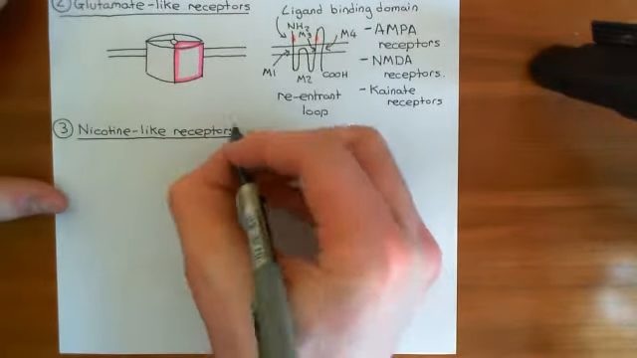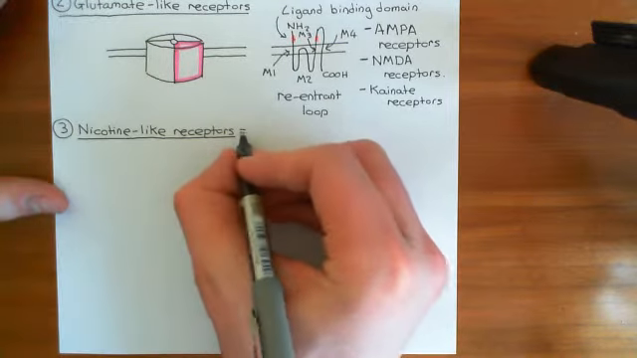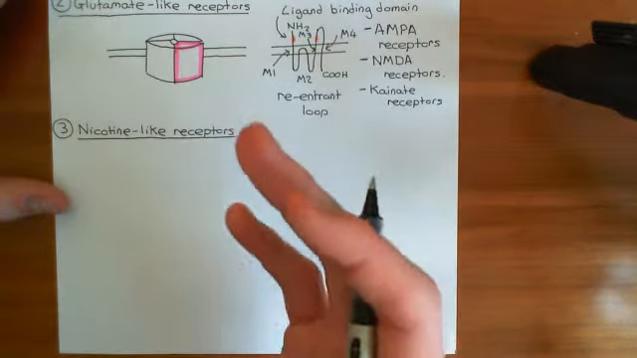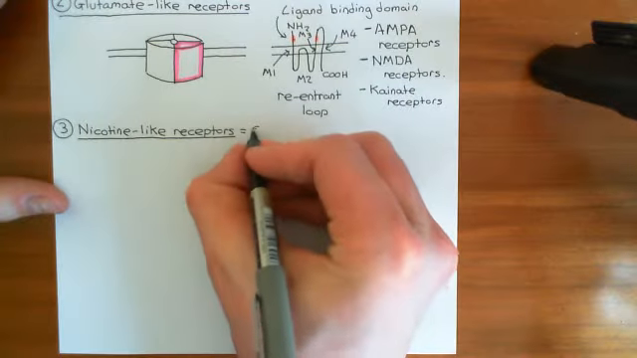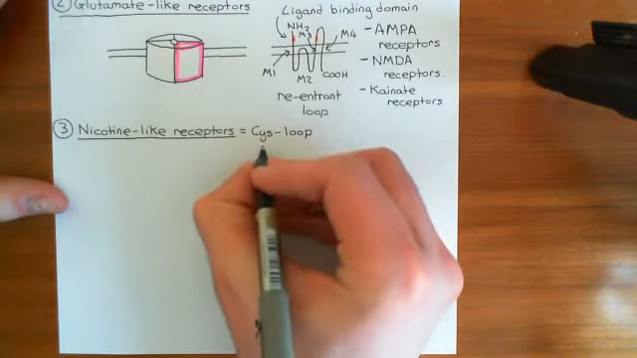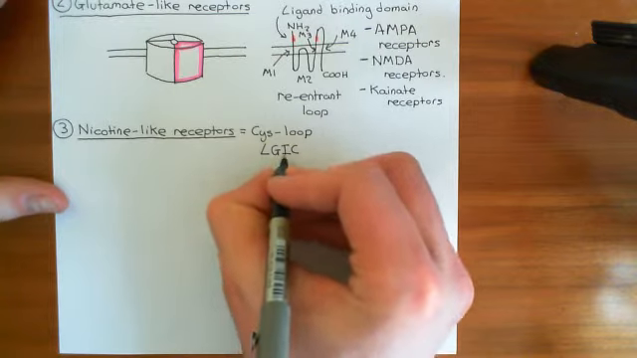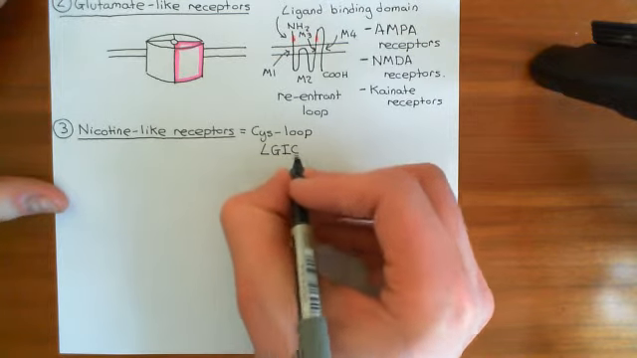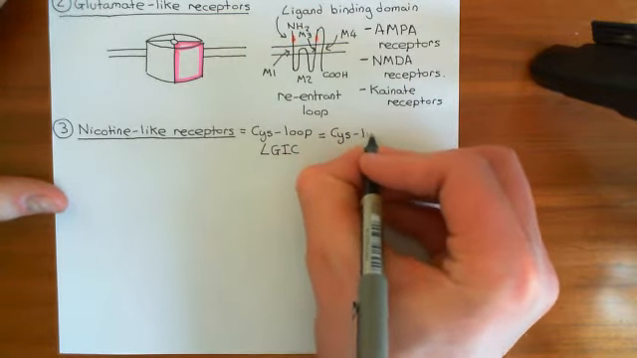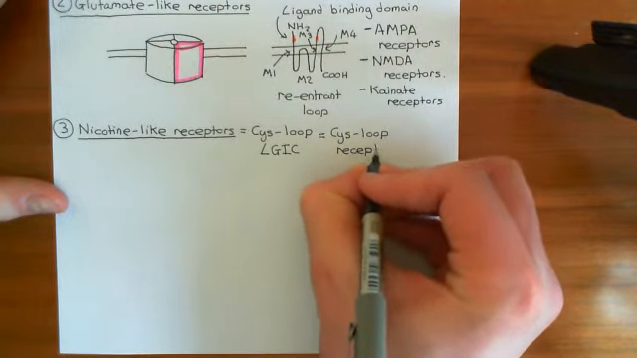The nicotine-like receptor family of ligand-gated ion channels has an old name, which is probably more commonly seen, so I'll tell you about this old name. The old name that is still in common use is to call this family the cis-loop ligand-gated ion channel family, LGIC for ligand-gated ion channel. Some people will also just call them the cis-loop receptors, and I will explain exactly what this cis-loop is about in a moment.